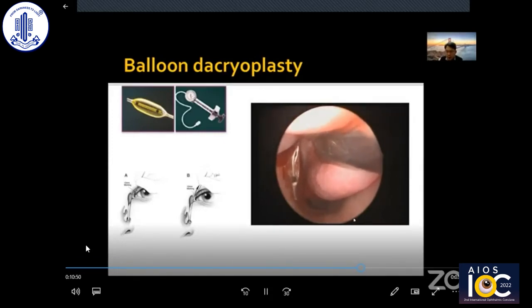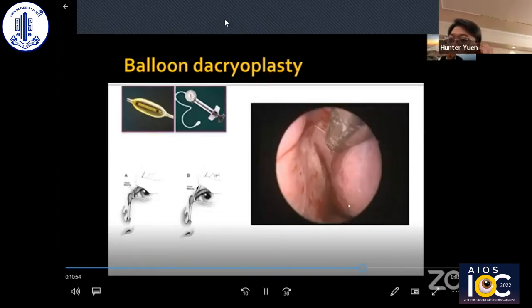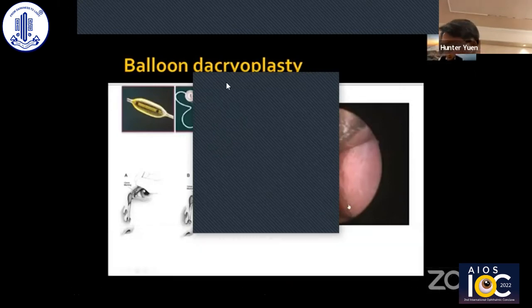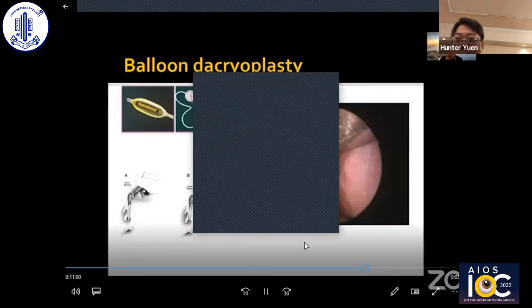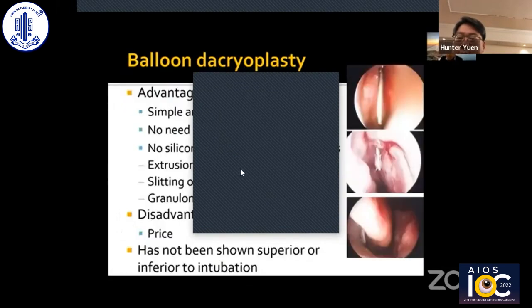And then typically we do 2 cycles at 2 levels. The first is 90 atmospheric pressure. The second cycle is 60. And after the procedure, as you can see, fluorescein dye can be passed nicely through the anatomical opening. So nasal endoscopy is also helpful when you are doing balloon dacryoplasty.